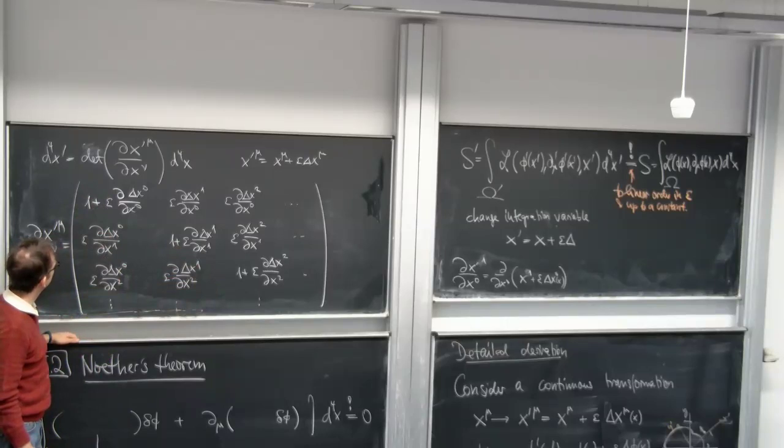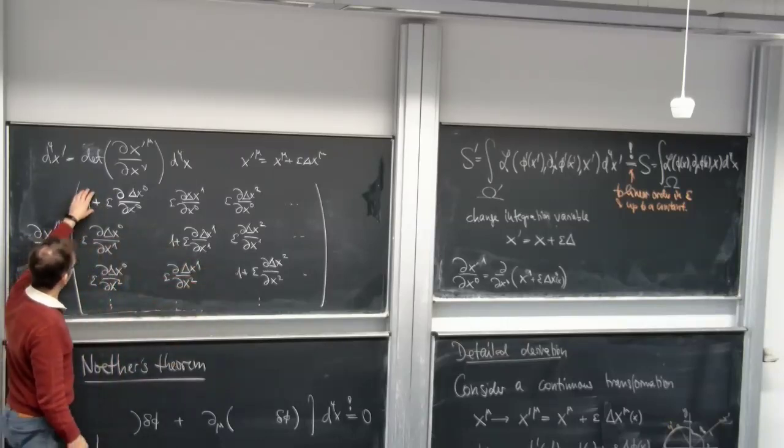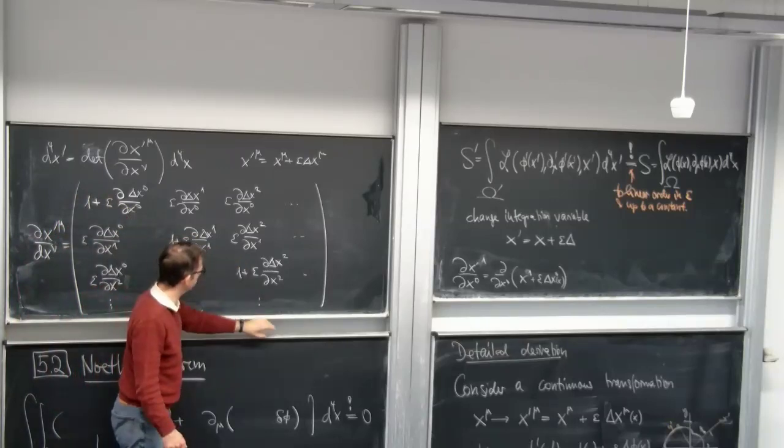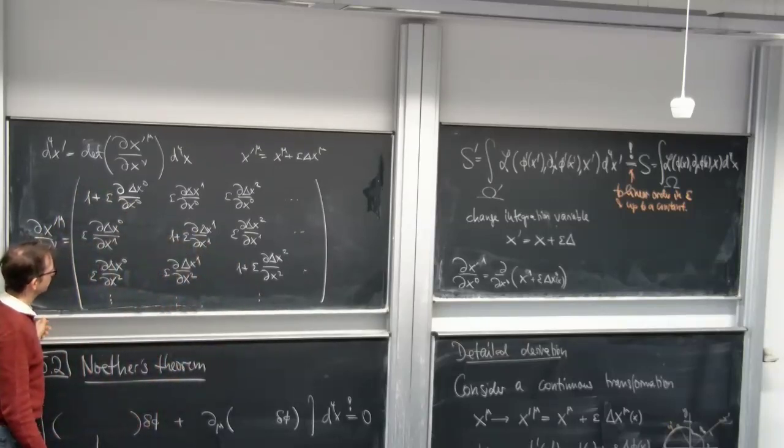I have to choose a diagonal term, because I have 1, 1, 1, and then something else.